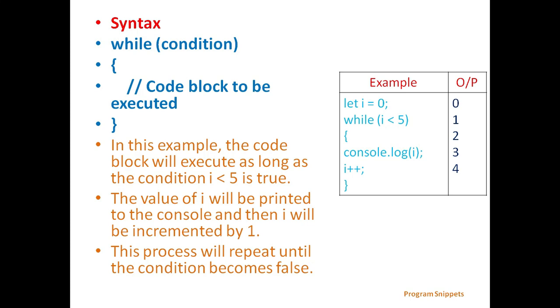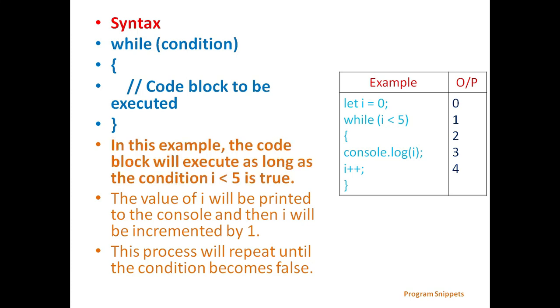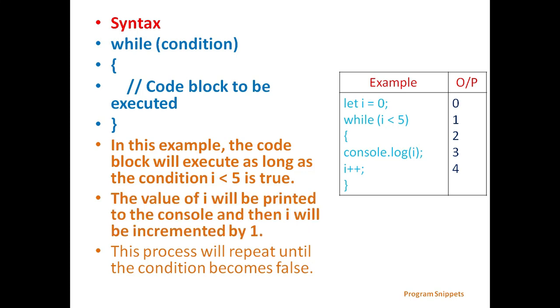Here is an example. Here initially the value of i is set to 0, and we will use a while loop to check the condition i less than 5. Here the code block is executed as long as the condition i less than 5 is true. And inside the while loop we will print the value of i, and then we will increment i. And this process will repeat until the condition becomes false. So it will give the output 0, 1, 2, 3, 4.